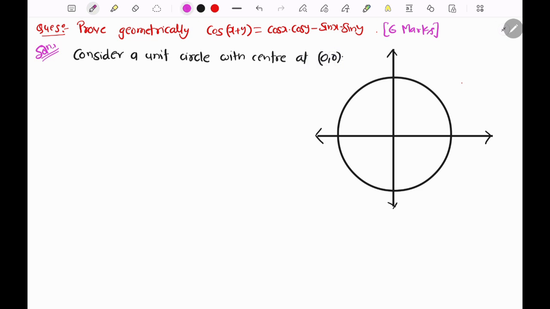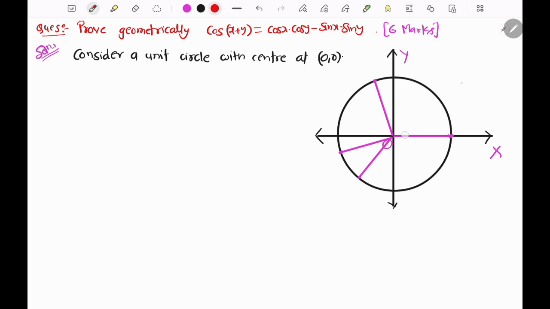So let's suppose this is your O coordinate. After that we will consider some points on this circle. This is your x axis, it is your y axis. So let's consider some points on this circle. Suppose one point here, one is here, one here and one here. Then do one thing, join these points from the origin. So let's draw this, this and this.